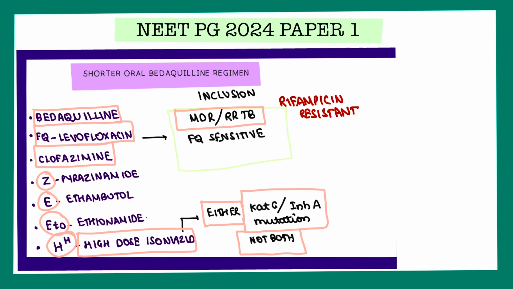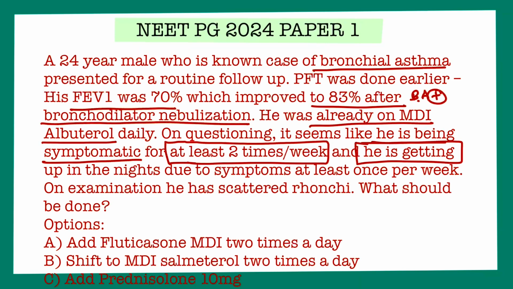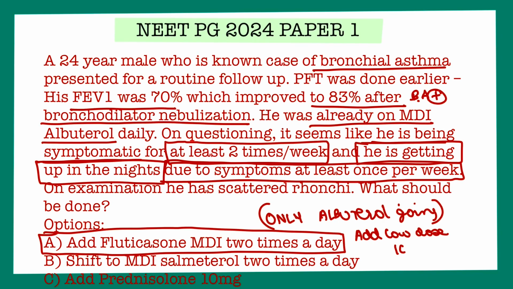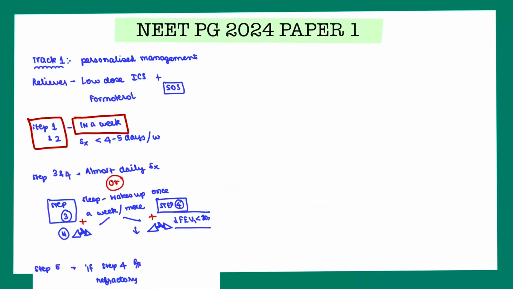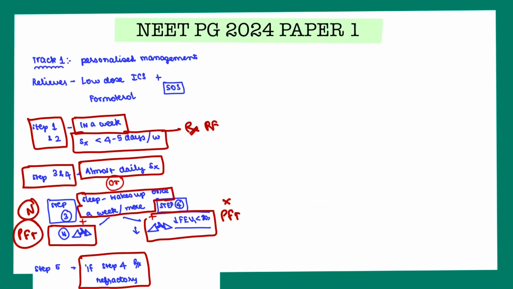Next question on bronchial asthma. They asked: baseline FEV1 was 70%, which increased to 83% after bronchodilator nebulization. He was already on only MDI albuterol, and he had symptoms at least 2 times a week and is waking up at night due to the symptoms. What do you do? These are the steps in asthma you should know. Steps 1 and 2 if the symptoms are less than 4 to 5 days a week. Steps 3 and 4 if there are almost daily symptoms or the patient has night awakening. In step 3 there will be a normal PFT, and in step 4 a deranged PFT. And if it's refractory, then it's step 5.